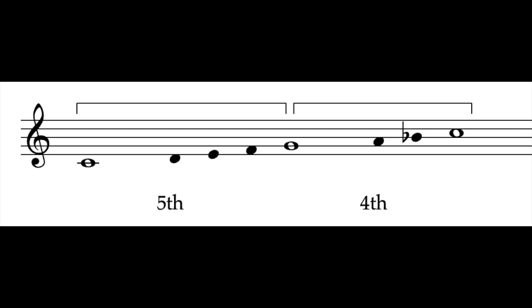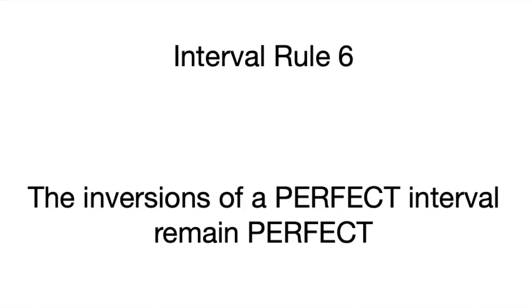These intervals found in both major and minor scales are called perfect. So, from C to G is a perfect fifth, and its inversion from G up to C is a perfect fourth. And we've just discovered rule number 6. The inversions of a perfect interval are also perfect.